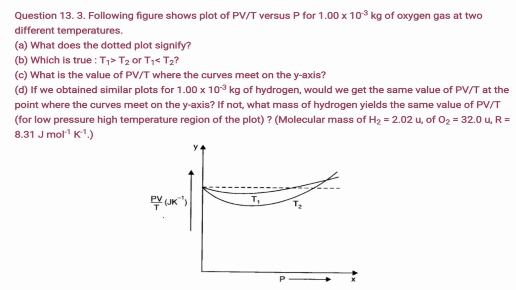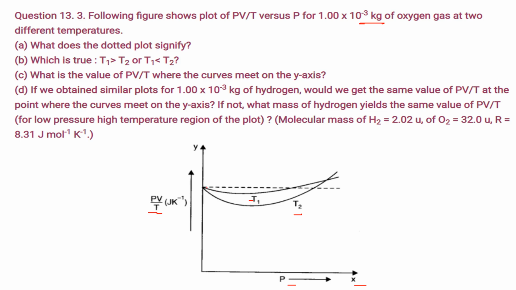Now this figure shows a plot of PV by T versus P. So PV by T with pressure. Pressure is on the x-axis and PV by T is on the y-axis. So this much kg of oxygen gas at 2 different temperatures. So we have T1 also, T2 also. There are 2 temperatures. So what does the dotted line signify?